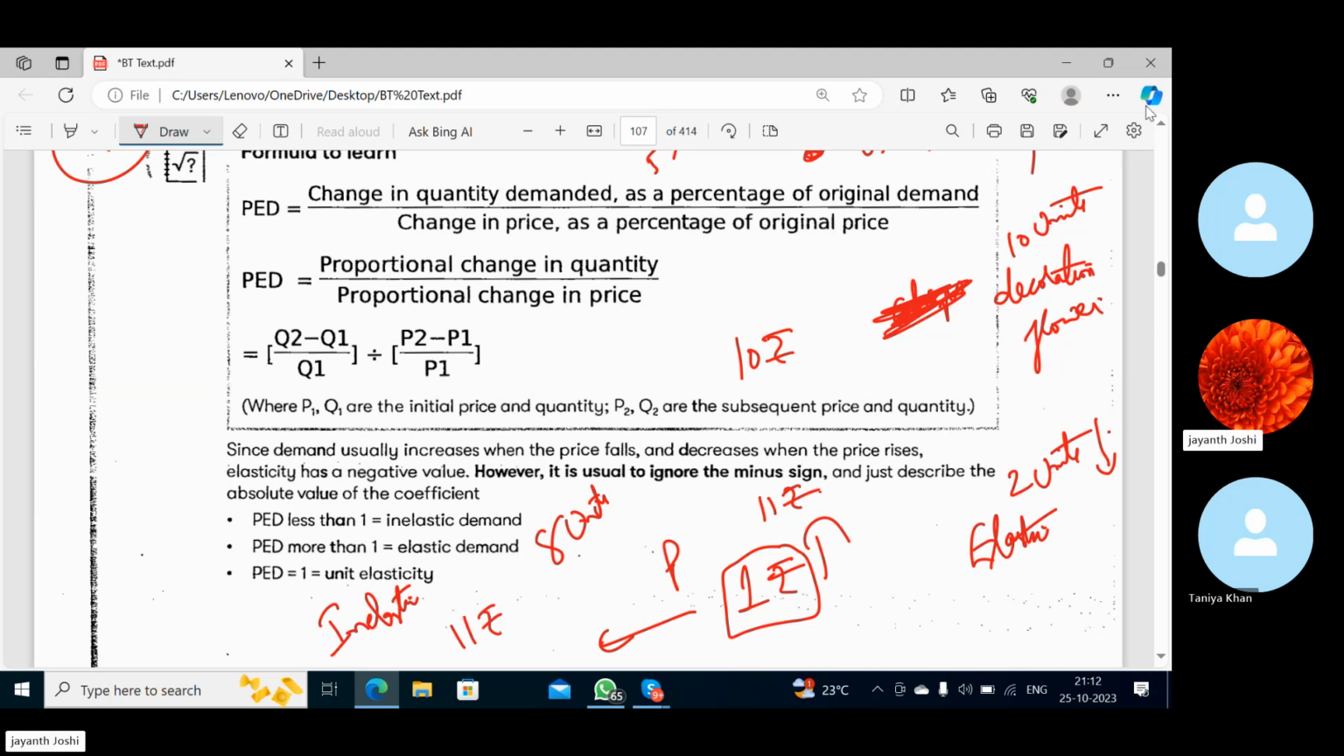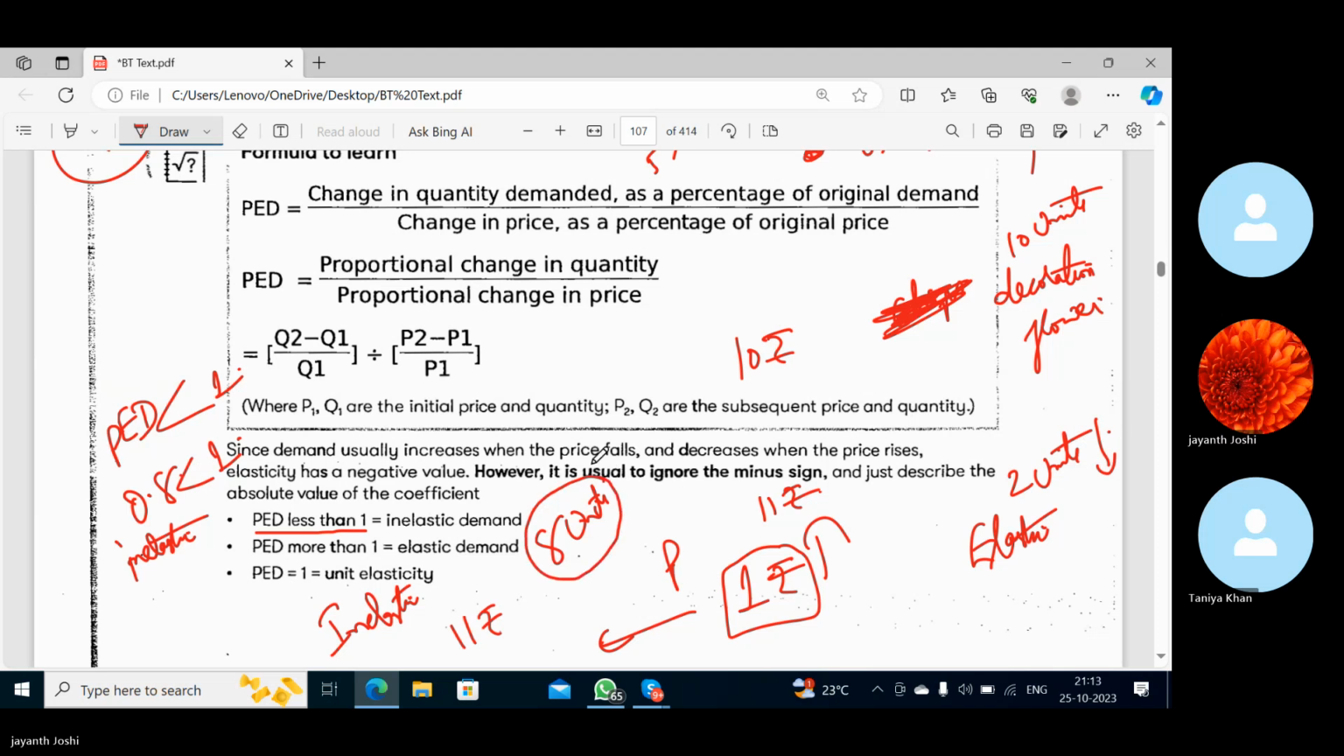Now, if the price elasticity of demand is less than 1, that means you have calculated the elasticity of demand and it is 0.8. Since 0.8 is less than 1, it is inelastic. Here you can see that from 10 units I am just buying 8 units, so very little change. If the price elasticity of demand is more than 1, say 1.8, it shows very high change, so it is elastic. If price elasticity of demand is equal to 1, it is unitary elastic.